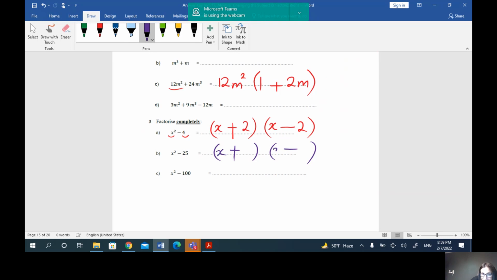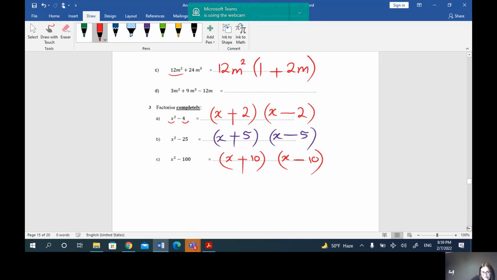X, and 25 is 5 and 5. The same applies here: x squared, subtraction in the middle. 100 is a squared number, so you open two brackets. One will take the addition, the other will take the subtraction. X, and 10, 10, because 10 times 10 will give us 100.